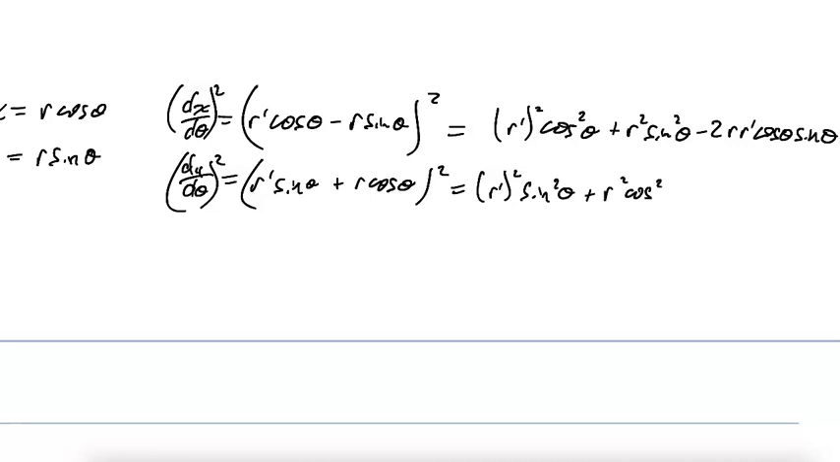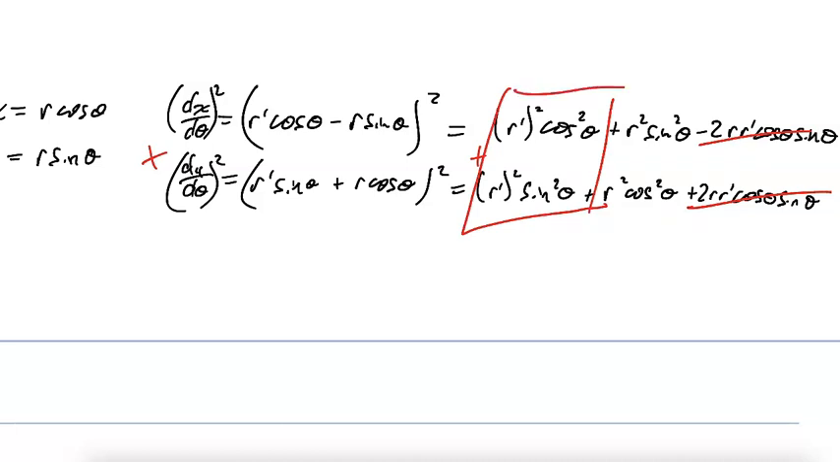R squared cosine squared plus 2r prime cosine theta sine theta. Okay, so the nice thing here is since I'm going to be adding these two things together, I'm going to think about adding those two inside of my square root. The 2r prime cosine sine, 2r prime cosine sine will subtract out. If I factor out an r prime squared, that would become cosine squared plus sine squared, which I know is 1.